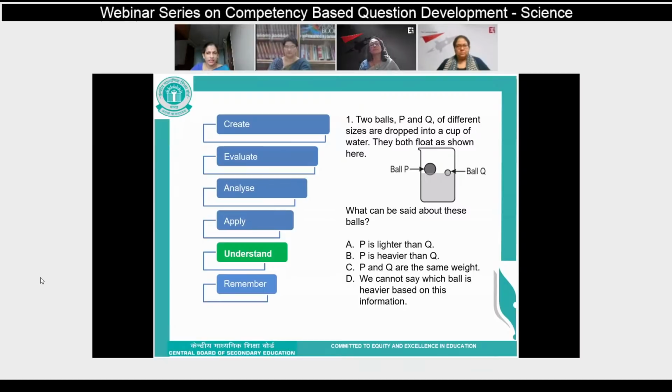Option A, P is lighter than Q. Option B, P is heavier than Q. Option C, P and Q are of the same weight. D, we cannot say which ball is heavier based on this information. That means this is purely how the child's thought process proceeds. It follows the chain of events. Next slide.